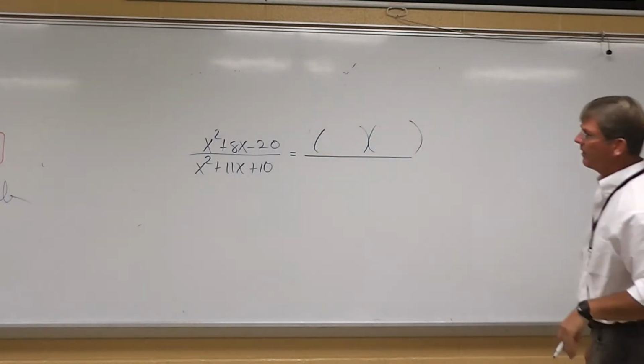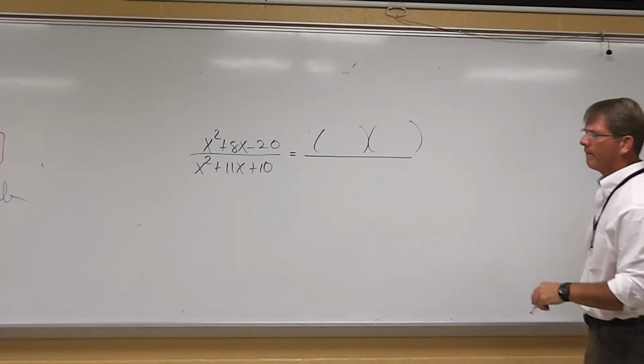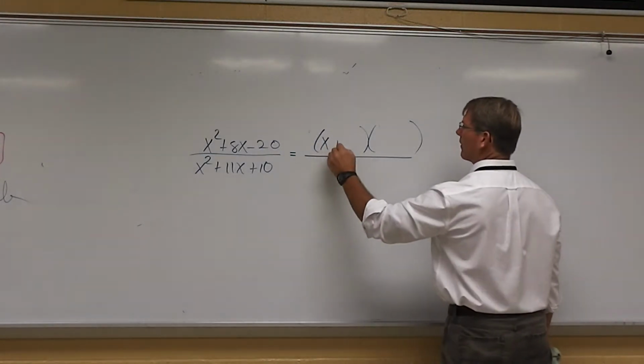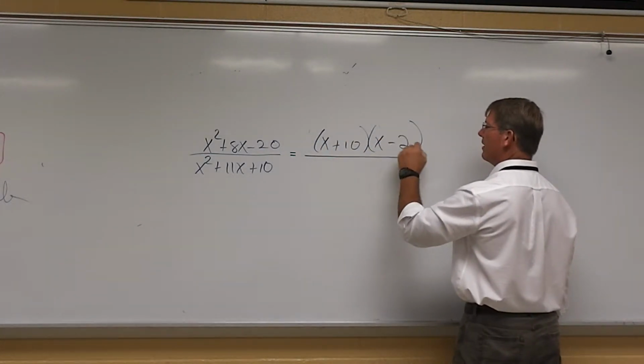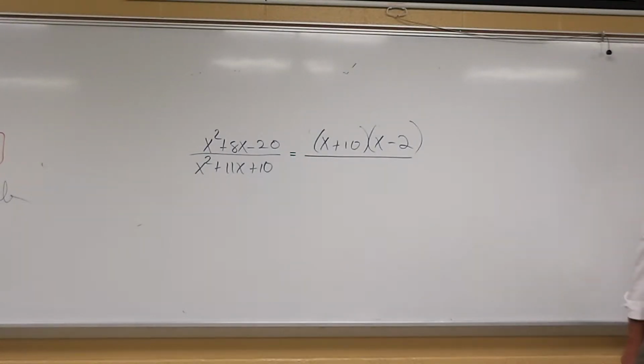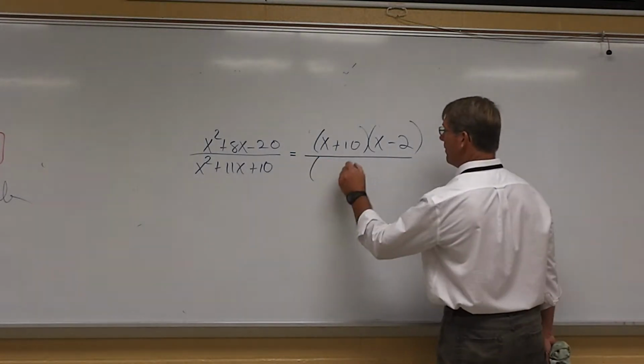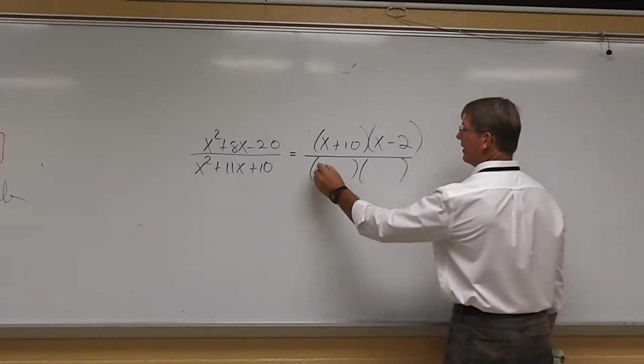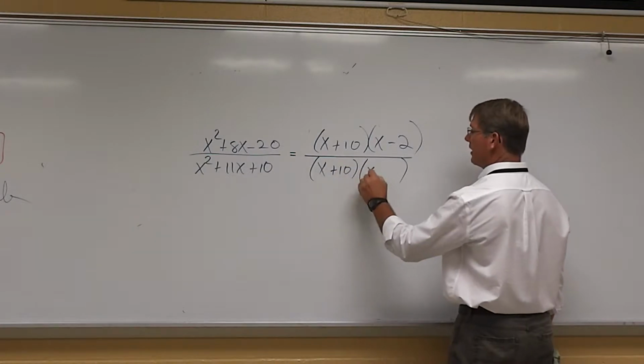Alright, what's it going to be, Emily? X plus 10 and then x minus 2. I agree, that works. Denominator, no GCF. It's also a trinomial. It factors as 2 binomials, and I'm going to get x plus 10 times x plus 1.